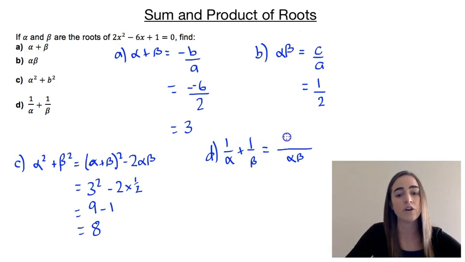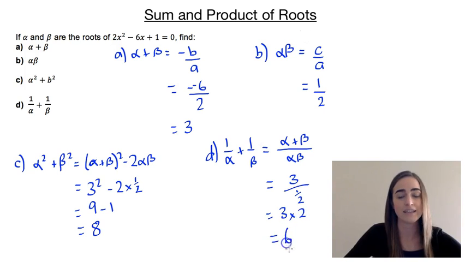That would mean on the top we'd have alpha plus beta. So we have alpha plus beta over alpha beta, and again using our solutions from parts A and B, we'd have 3 over a half, which is the same thing as 3 times 2, which gives us 6. All right, so that's a look at problems involving the sum and product of roots.